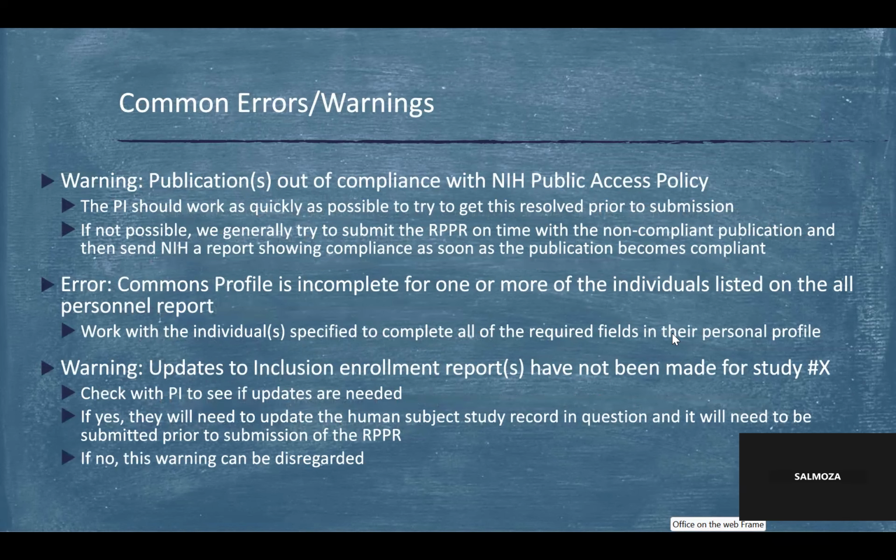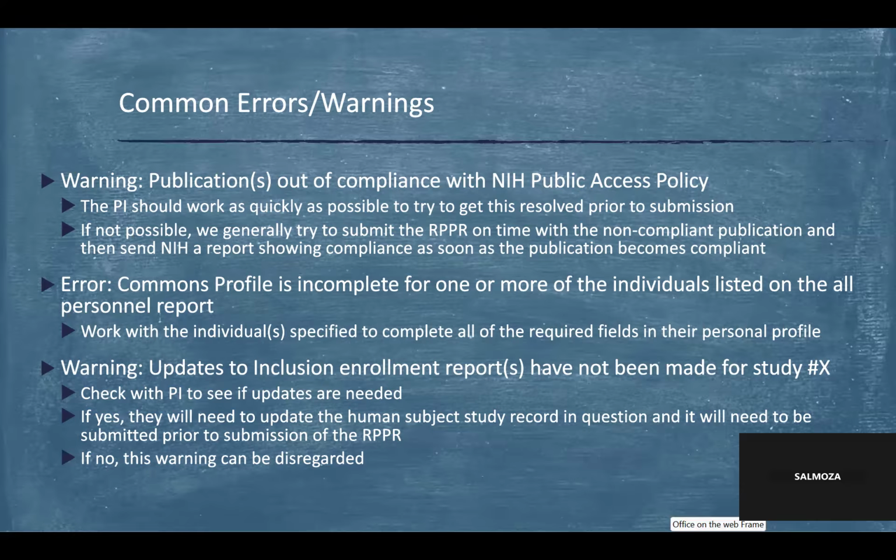So just some common errors and warnings in my experience. I'd say the most common one is that publications are out of compliance. That's a warning. I don't intimately know the rules around publications, but as I understand it, once you have a publication accepted, it needs to be publicly available. And if it's not, then you're out of compliance with this policy, and you need to get it into compliance as soon as possible.